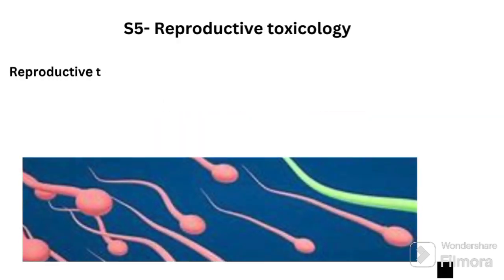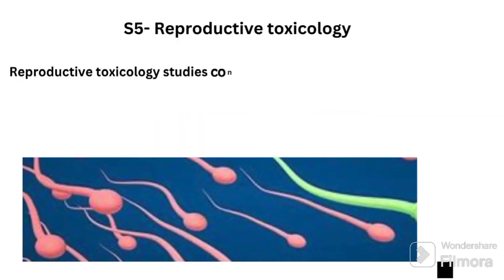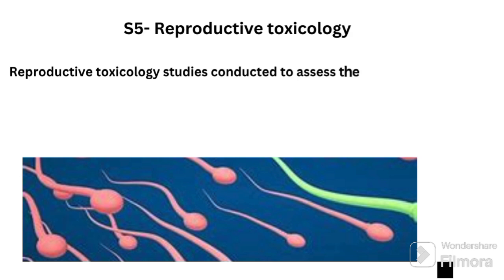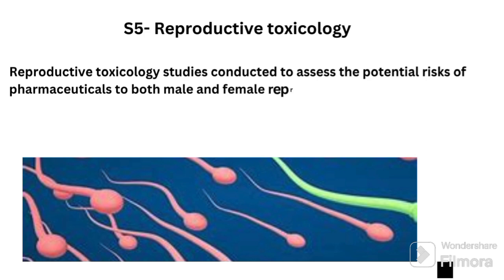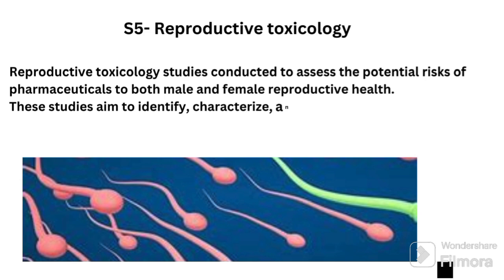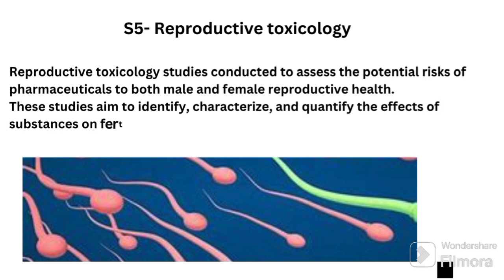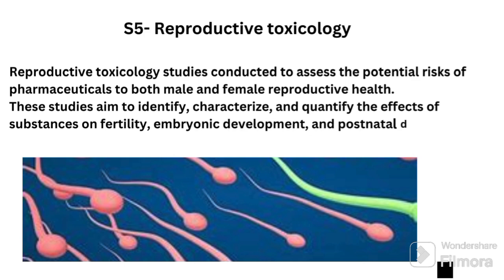Then S5, reproductive toxicology. Reproductive toxicology studies are conducted to assess the potential risk of the pharmaceutical products to both male and female reproductive health. That is, what is the effect of the drug molecule on the reproductive system of the male and female. So these studies aim to identify, characterize and quantify the effects of substances on fertility, embryonic development, and postnatal development.